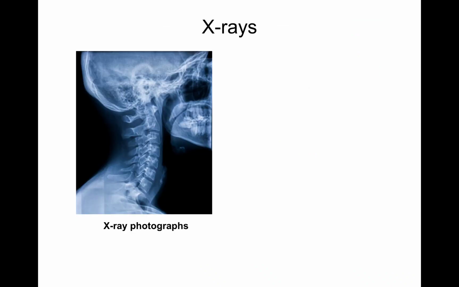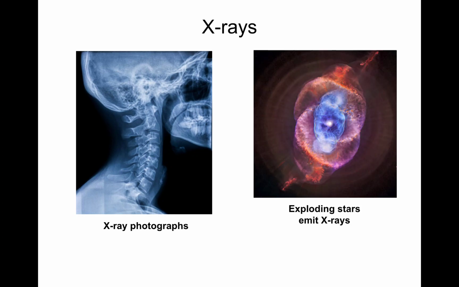So next down the spectrum is X-rays. We can have X-ray photographs. You will most likely know that, and you've probably had an X-ray before, or you will definitely know somebody who's had an X-ray. We can also look at exploding stars using X-rays, as they emit high energy X-rays. Okay, let's move on.